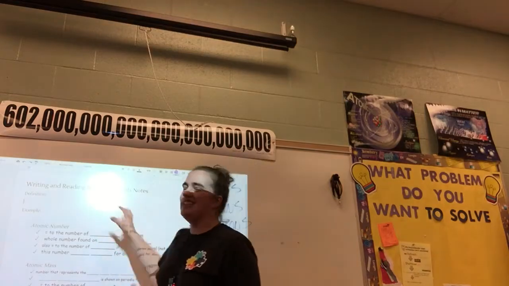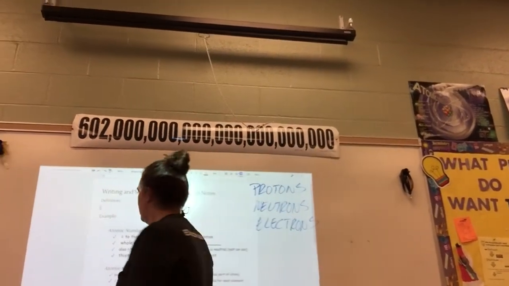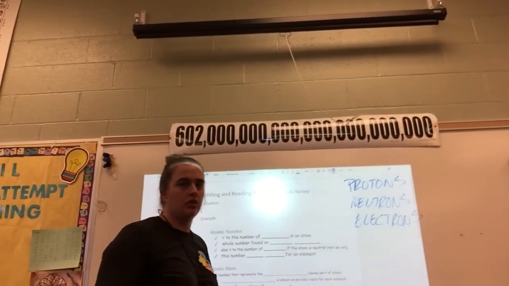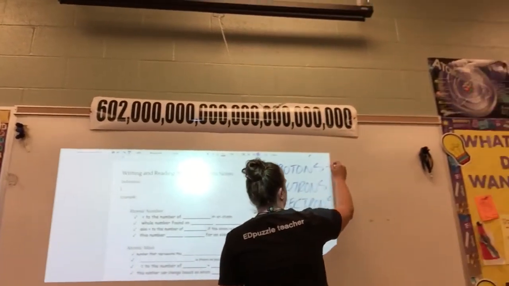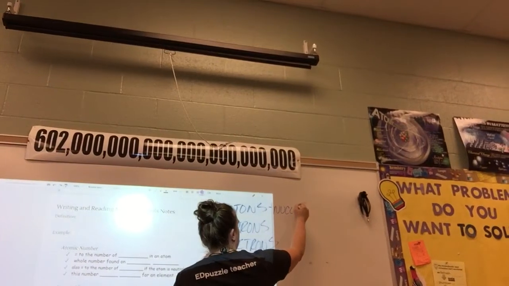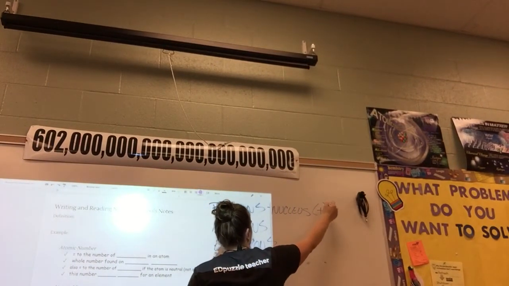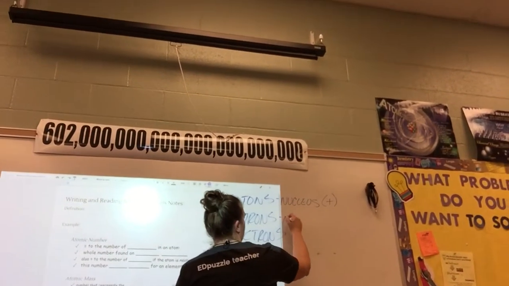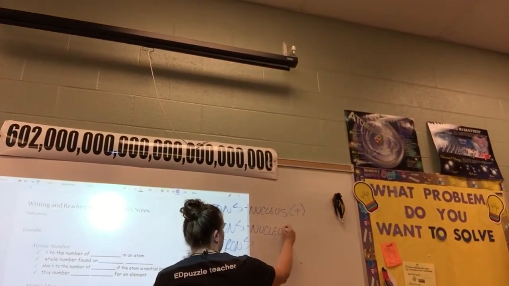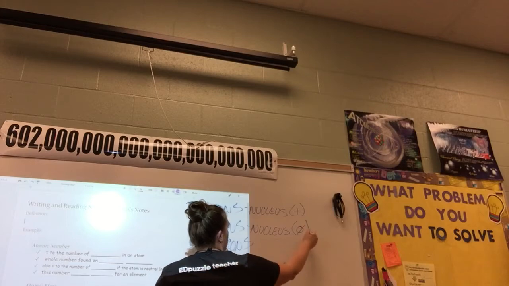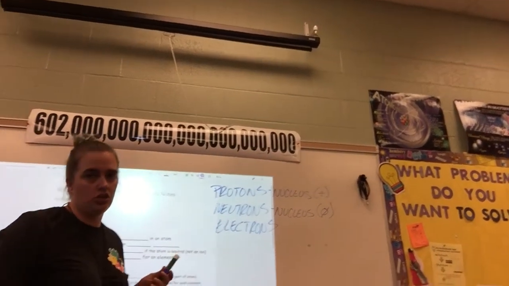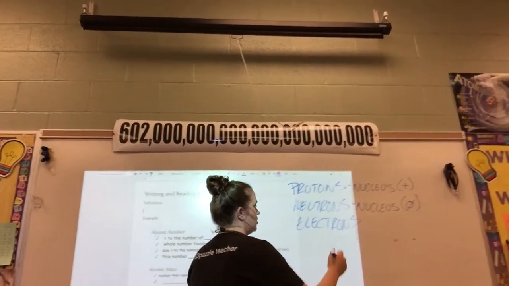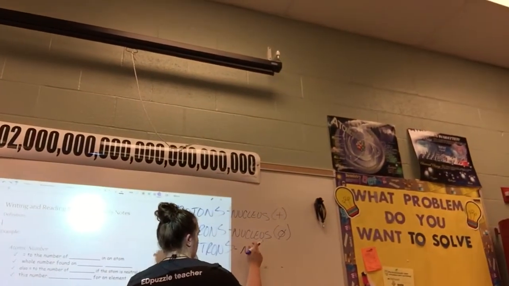So in terms of a definition, first thing, we're going to talk about protons. Where are my protons located? Protons are located in the nucleus, and they are positively charged. My neutrons are, again, in the nucleus, and they are neutrally charged, meaning they have no charge whatsoever. Okay? And then we have my electrons.